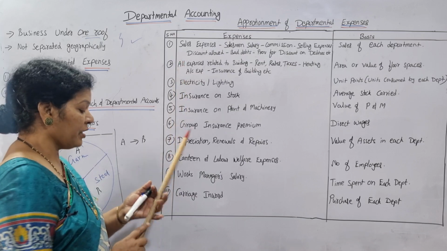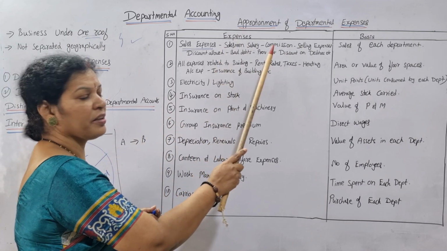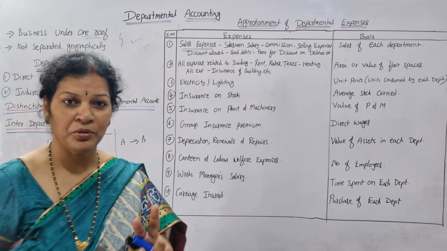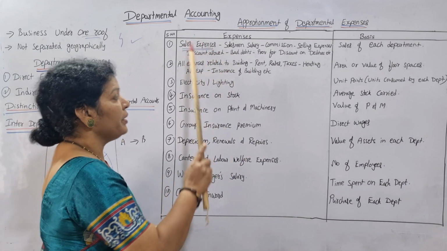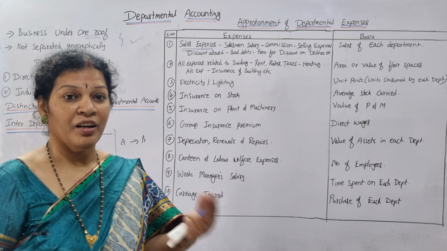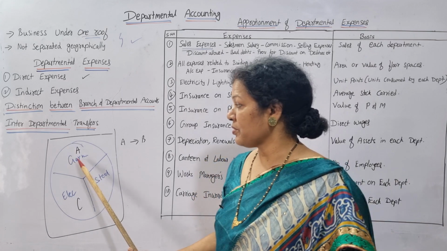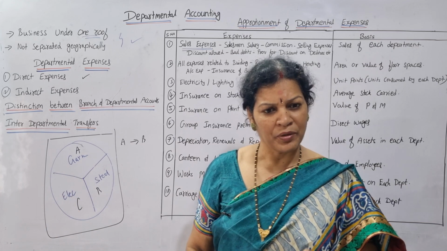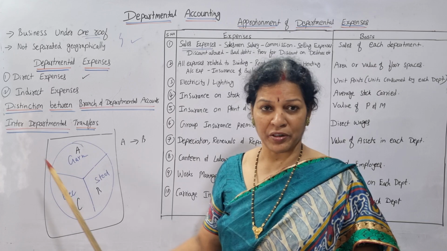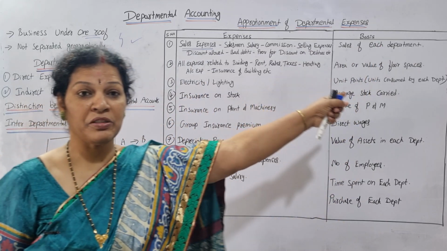For example, first one we are taking is sales expenses. Related to sales, any kind of expenses like salesman salary, salesman commission, selling expenses, discount allowed, bad debts, provision for discount on debtors, etc. All these things are related to sales. Would you agree? Yes. Now, any kind of these expenses we are going to apportion on the basis of sales of each department. How much sales happened in department A, department B? Suppose in department A, sales are 2 lakh, so based on 2 lakh we are going to allocate the expenses. And for B, only 1 lakh. So this expense we divide in a 2:1 ratio. So that's about the sales expenses, based on sales of each department.